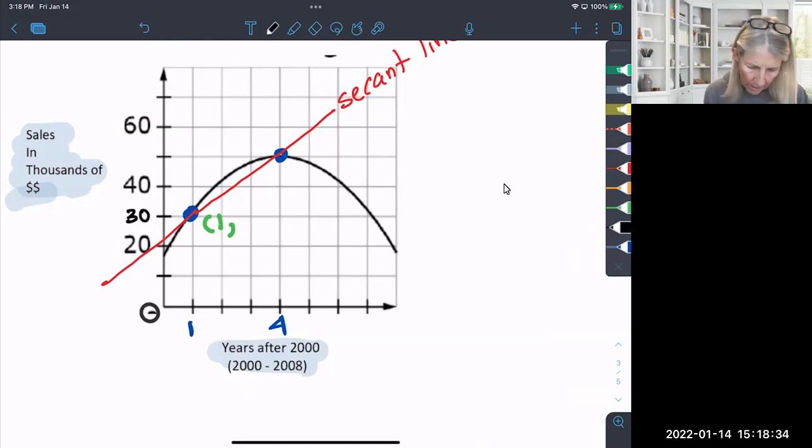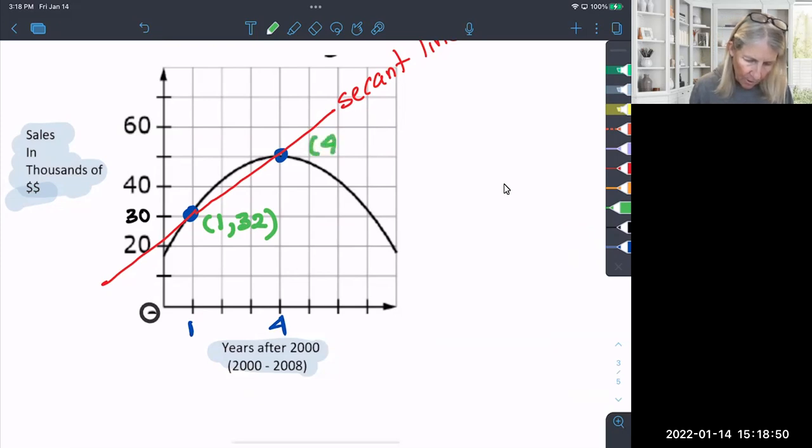So maybe, let's see here, how about 1, 32? Maybe you say 31. Yeah, it's okay. Our answers are going to be close. They might be a little off. This point up here, when x is 4, to me, that looks like it's right at 50. So I'm going to call that the point (4, 50).